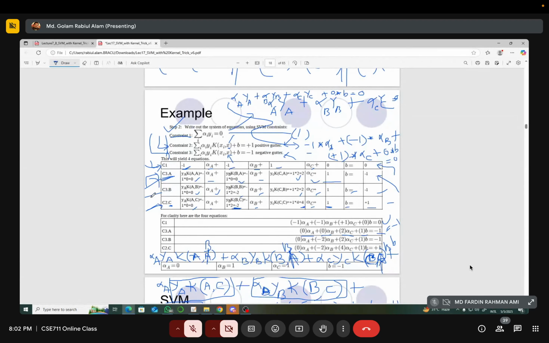Okay, so similarly for C3B, from here we will get 0 alpha A, and then negative 2 alpha B, and 2 alpha C, plus 1b equal negative 1. Similarly for the last equation, we will get 0 alpha A, and then negative 2 alpha B, plus 4 alpha C, plus 1b equal positive 1. Okay, so these are the equations we will get.